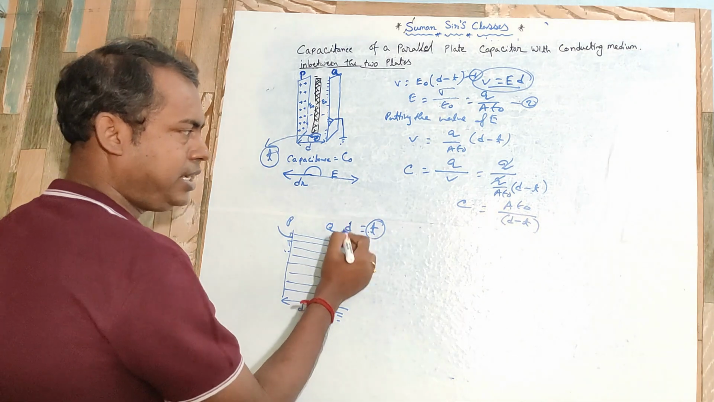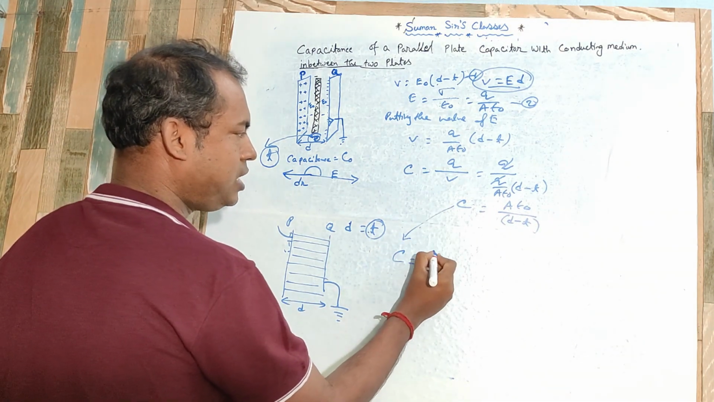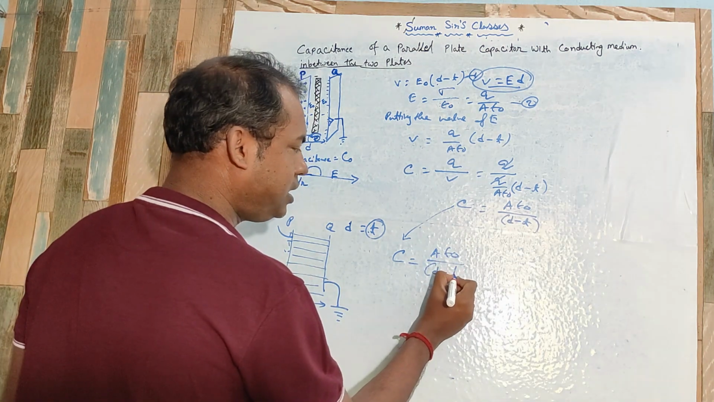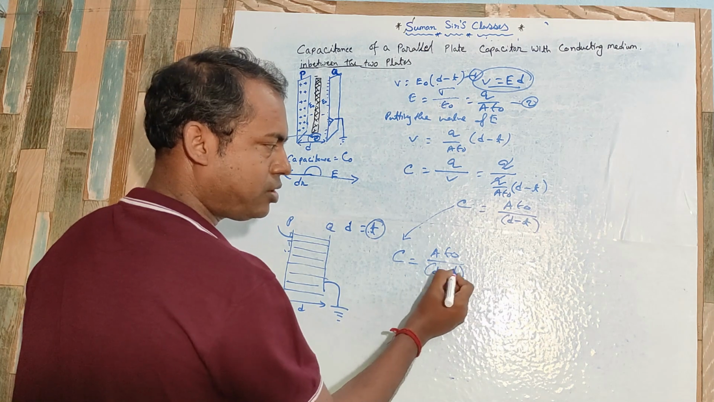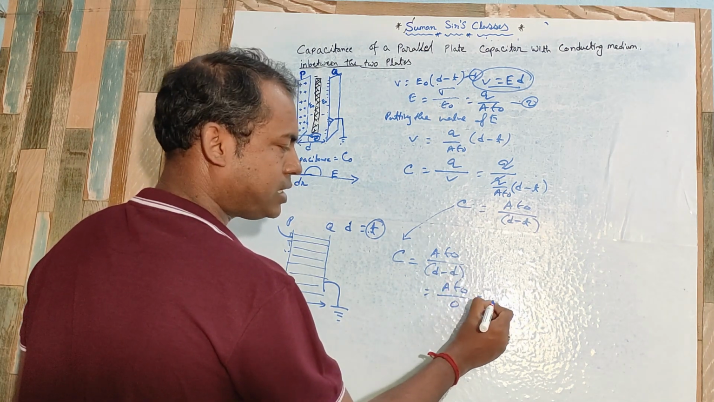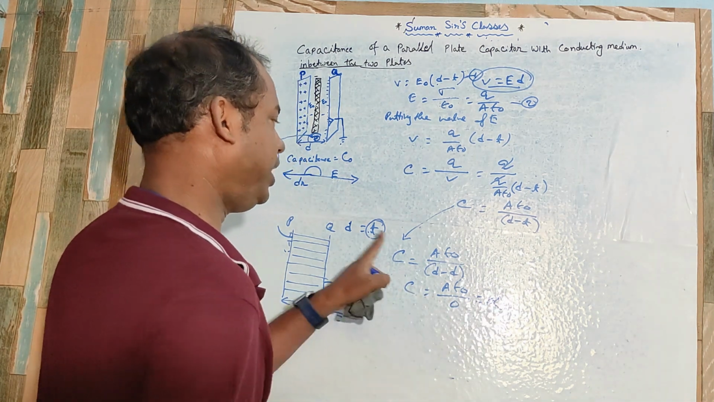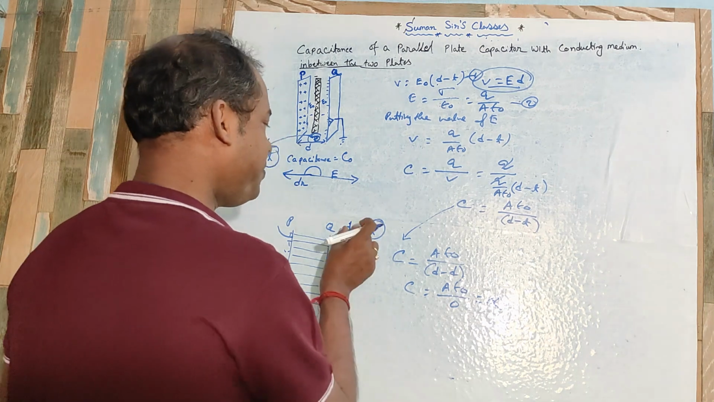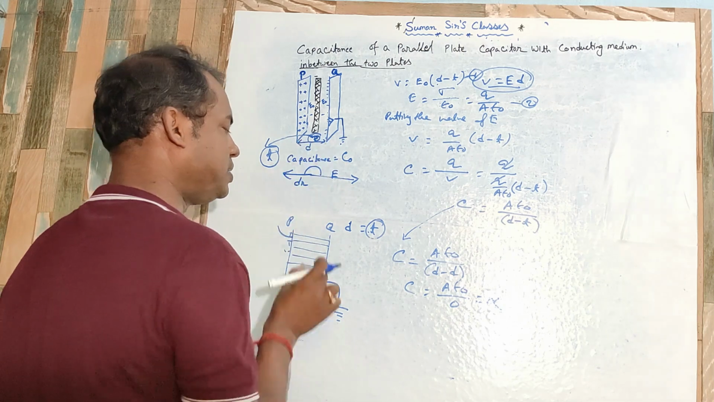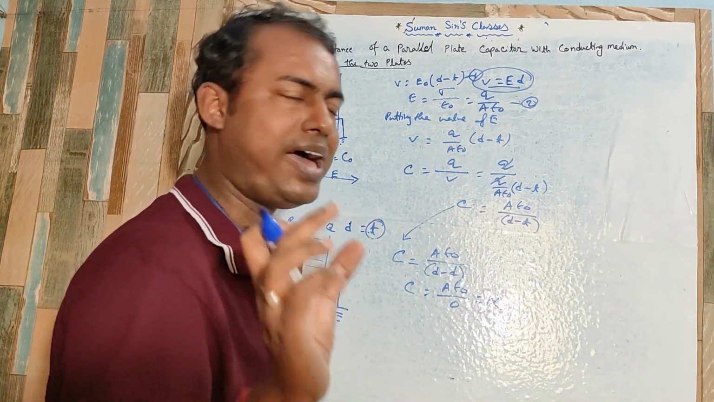Now, when d equals t, the equation can be written as C equals A epsilon naught by d minus t. Here d minus t equals 0, so that is A epsilon naught by 0, which equals infinity. So the value of the capacitance is infinite when d equals t, that is, when the thickness of the conducting sheet equals the total thickness between P and Q. Then we can write C equals infinity. This is the value in this case.